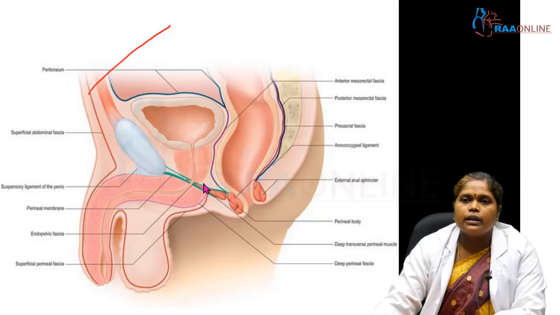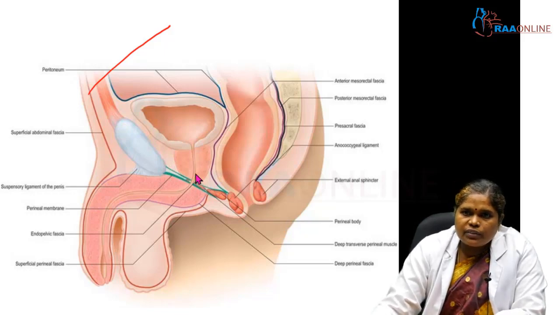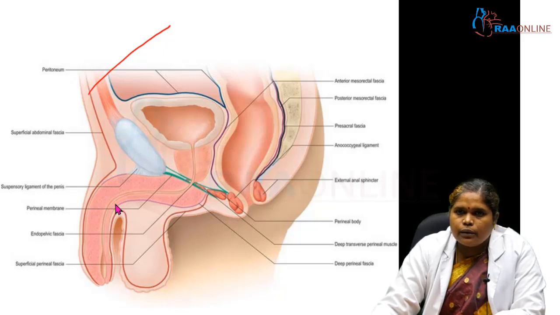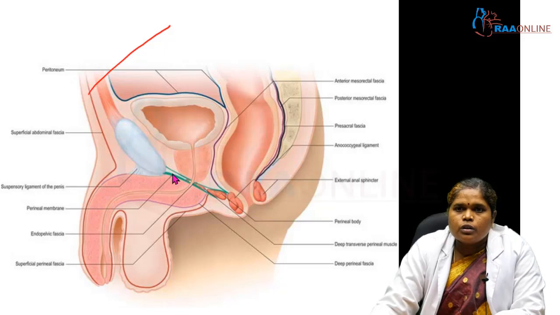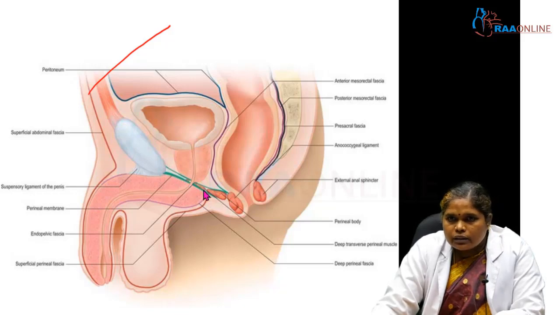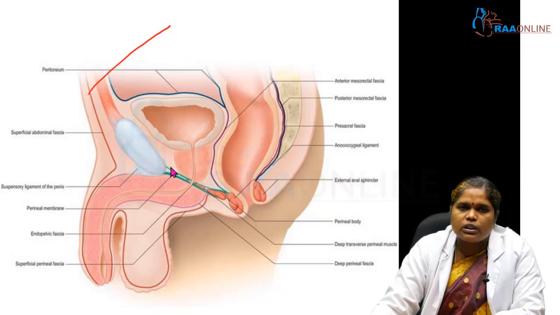So here you have to understand these fascias. One fascia is the Colles fascia, which is the continuation of Scarpa's fascia of the abdomen. The Colles fascia will be continuous with the perineal membrane. This perineal membrane will be attached posteriorly to the perineal body, and from there the perineal membrane will be continuous with the superior layer of the urogenital diaphragm.